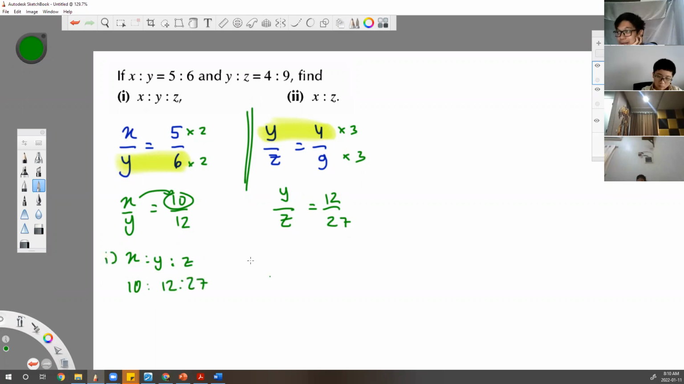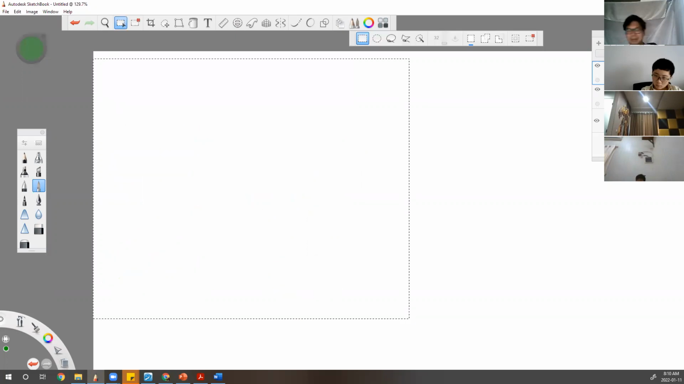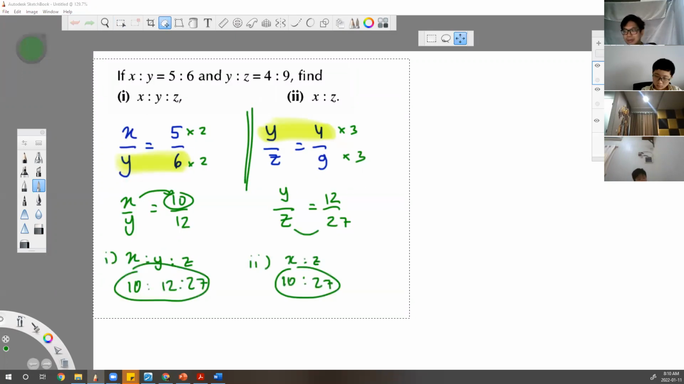Sekarang part 2 yang ditanya X by Z. Ya udah, X-nya 10, Z-nya 27. Udah, selesai. Ya. So, equalize the different variables. Yang variabelnya masih beda angkanya, samain dulu.